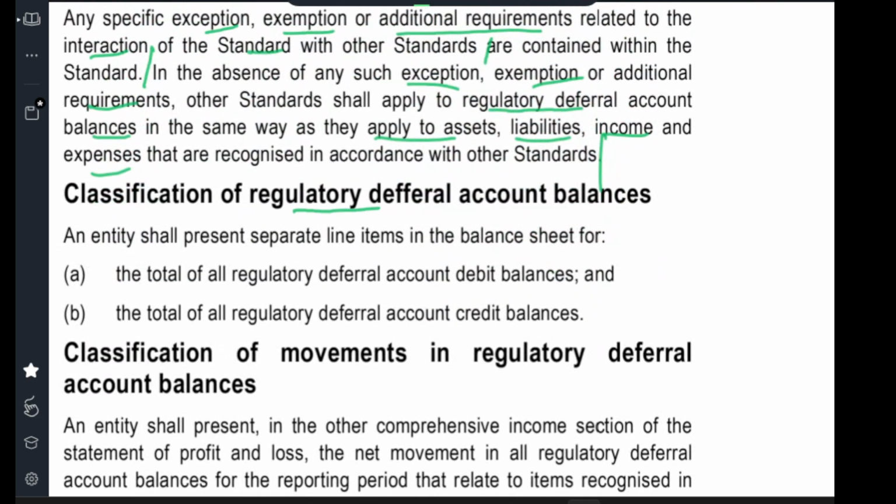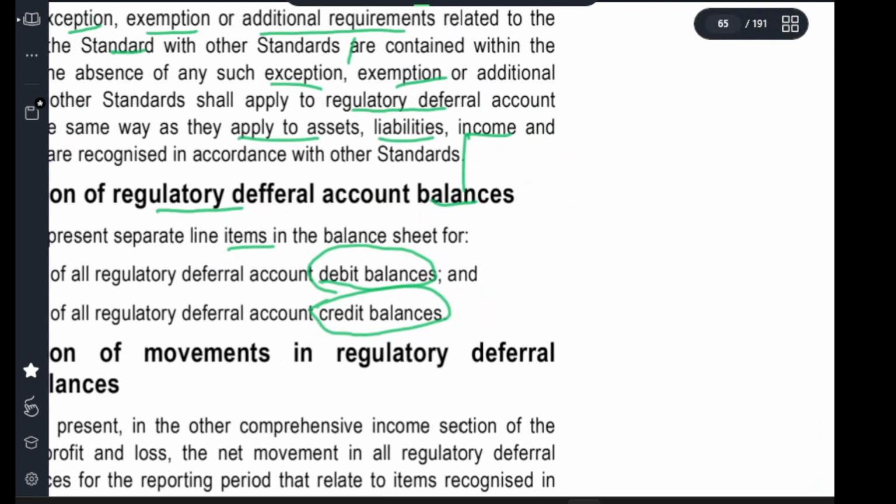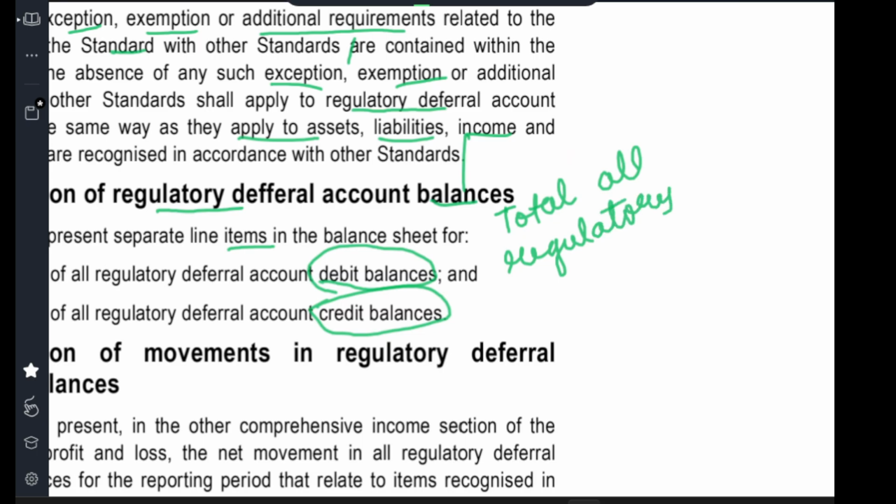The classification of regulatory deferral account balances: they can be classified as assets and liabilities, that is, debit balance and credit balance. The entity shall present separate line items in the balance sheet for the total of all regulatory deferral account debit balances and the total of all regulatory deferral account credit balances.